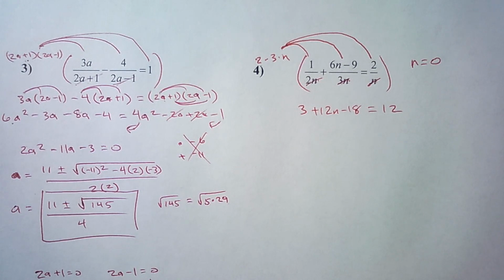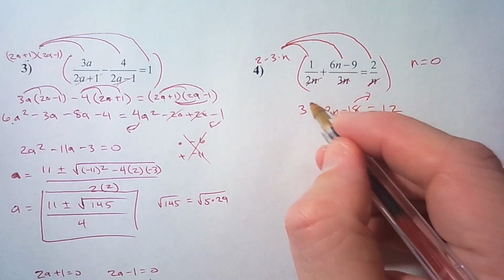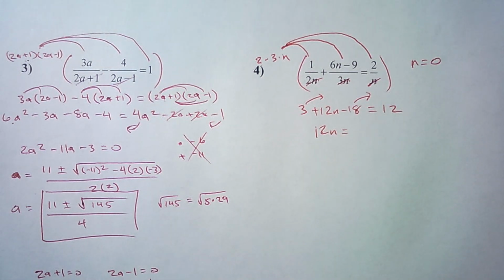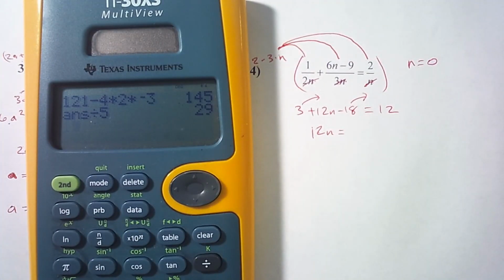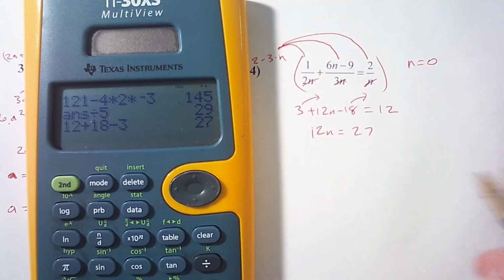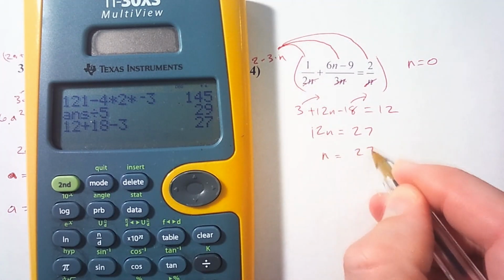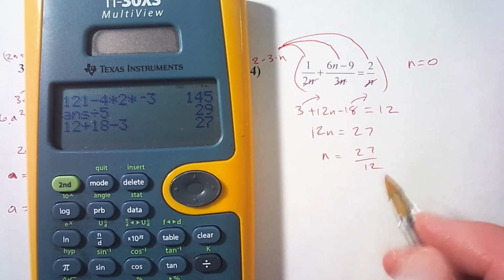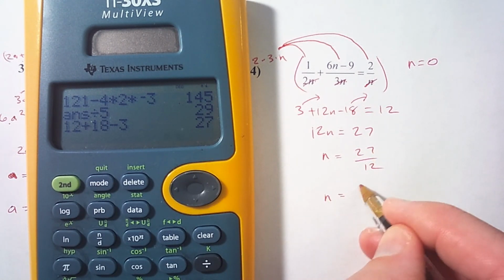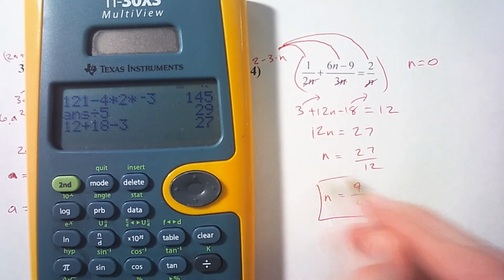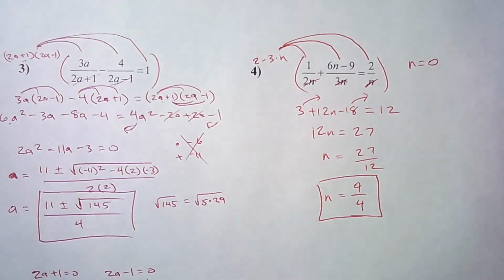Okay, so if I get 0 as a solution, I have to throw it out. So I'm going to move over this 18 and this 3, and I get 12n equals. So then I have 12 plus 18 minus 3, and that is 27. Okay, and then when I divide, I get n equals 27 twelfths. Okay, now that can be simplified. 3 goes into both of those, so n is 9 fourths. And that's not 0, so I may keep it.